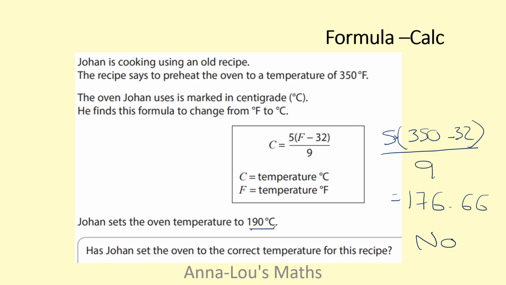176.66 is what we needed. The mark scheme shows this. If you've got that 176 and a no, that's correct. If you've got anything after the decimal point, 0.66 or 0.6, you're correct. If the question doesn't specify, you're always safer doing 2 decimal points if it doesn't tell you what it wants to do. Right, let's look at one more.